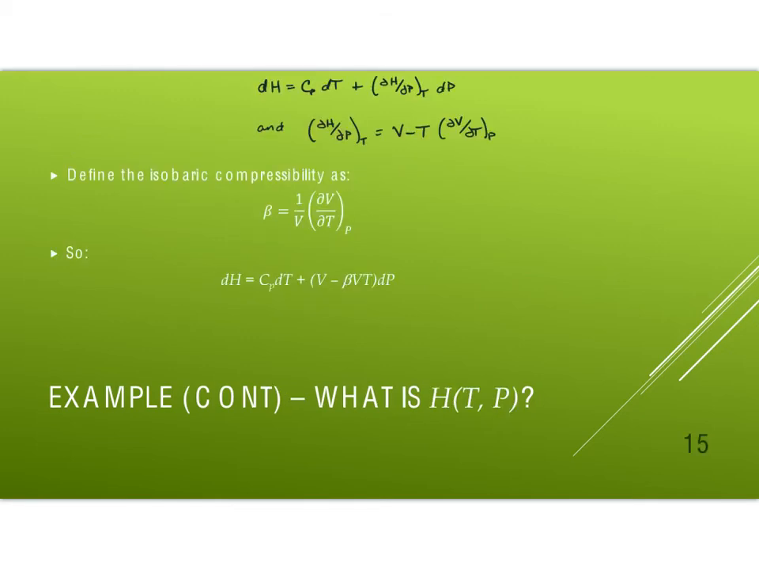All right, so in our previous slides, we had found that dH is equal to C sub P dT plus (dH/dP) at constant temperature dP, rewriting H as a function of temperature and pressure. And the (dH/dP) at constant temperature we now have seen is equal to V minus T (dV/dT) at constant pressure. If we want to use the isobaric compressibility, beta is 1 over V (dV/dT) at constant pressure, then we can say that dH is Cp dT plus V minus beta V T dP, just using a little magic of rewriting things.